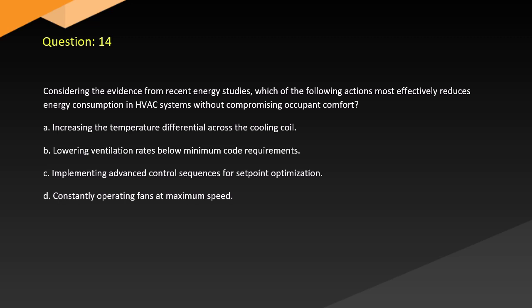Question 14. Considering the evidence from recent energy studies, which of the following actions most effectively reduces energy consumption in HVAC systems without compromising occupant comfort? A. Increasing the temperature differential across the cooling coil. B. Lowering ventilation rates below minimum code requirements. C. Implementing advanced control sequences for setpoint optimization. D. Constantly operating fans at maximum speed.